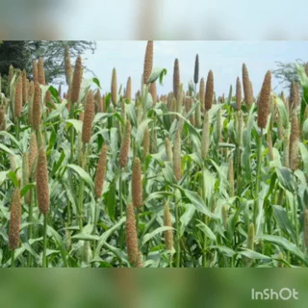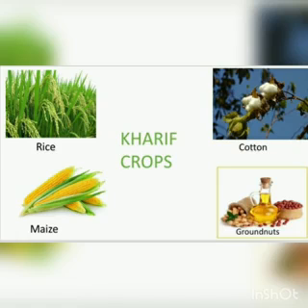Bajra requires less water. In India, we have 2 crop seasons during the year. Summer crops are called kharif crops. They grow well in summer. They are generally planted in June and harvested in October. Rice, maize, cotton, and groundnuts are examples of kharif crops.